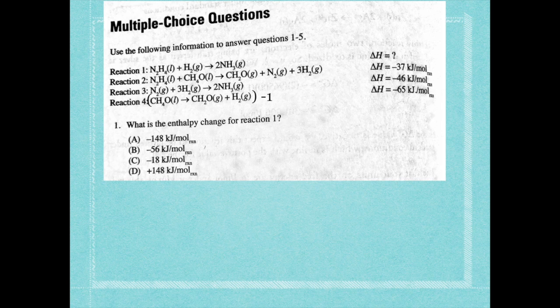So all I need to do, just like what you did for your equilibrium constants, is take my delta H's, my enthalpies, and now instead of multiplying them like you did for your equilibrium constant, I need to add them. But before I do that, I need to take my enthalpy for reaction 4 and multiply that by -1. Remember, for your equilibrium constant, you had to raise it to the -1. Now I'm just multiplying by -1. Now I'm going to add these up. So -37 plus -46 plus 65 gives me C, -18 kilojoules per mole of reaction.